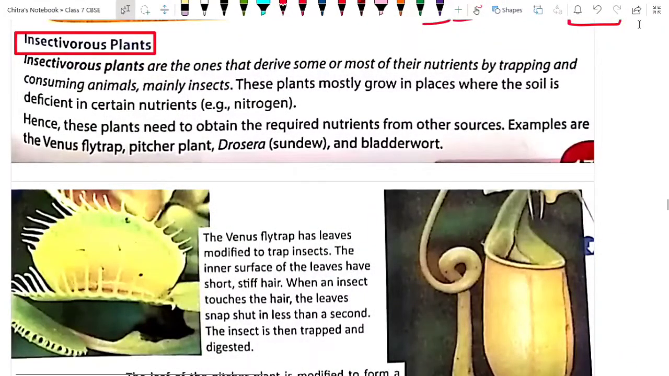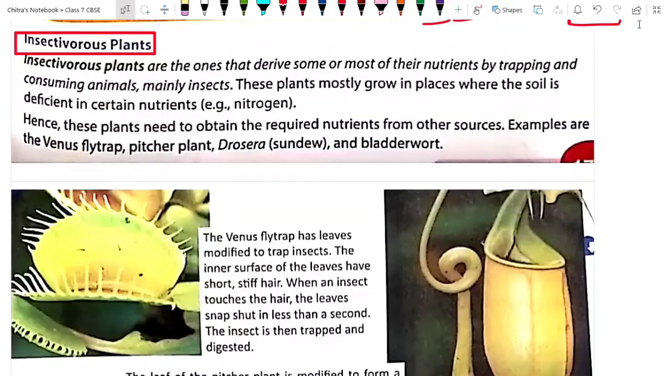Now we are going to discuss insectivorous plants. Insectivorous plants means insect eaters, we can say. These plants eat insects. But how do we understand that? Generally, most plants grow in soil or land where nitrogen is present in very small amounts.